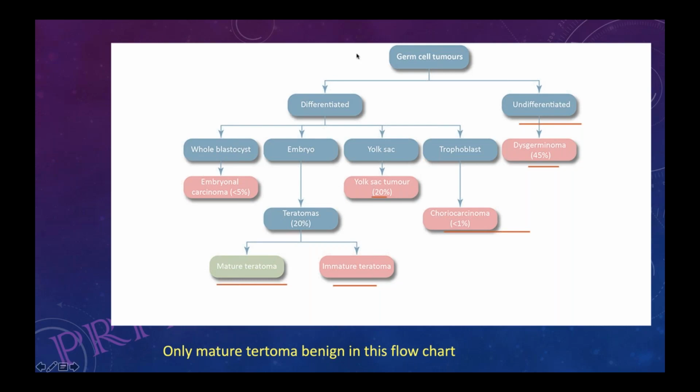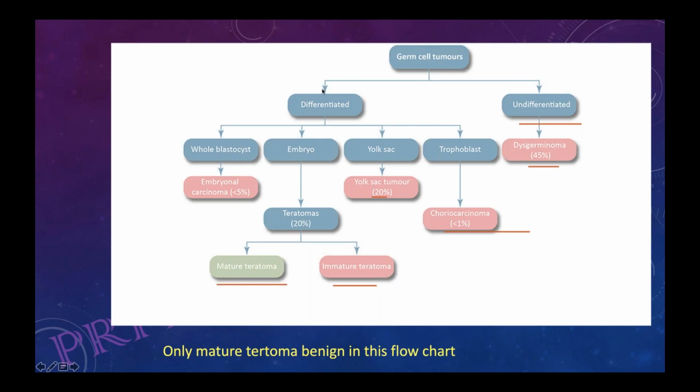Now, germ cell tumor differentiation and a few percentages are important because they are directly asked in exams. Germ cell tumors are divided into two parts: one is undifferentiated, another is differentiated. Undifferentiated is only one, that is dysgerminoma, and this percentage is 45. Just remember that dysgerminoma arises from the undifferentiated cells, and it is really important because you will get a lot of questions on dysgerminoma.